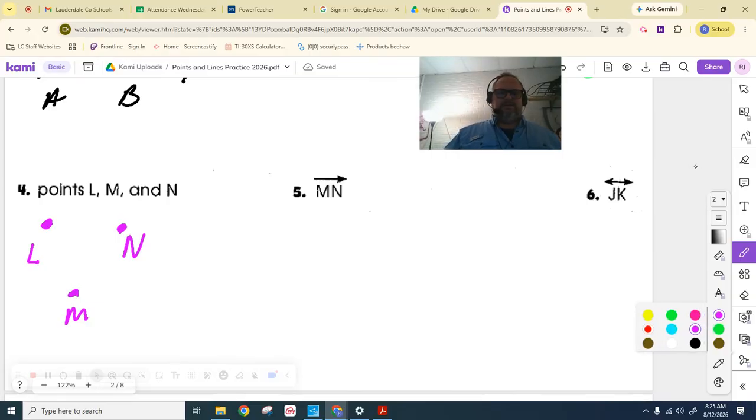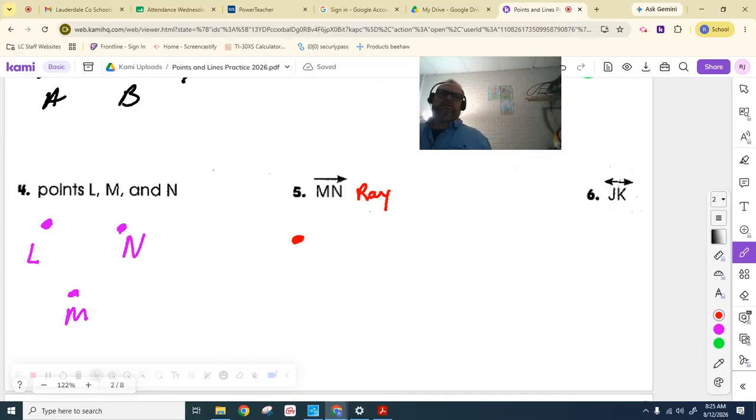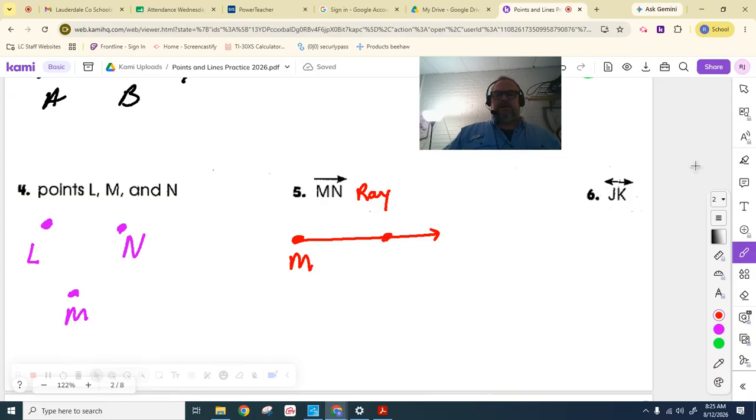Now, MN. This is a what? Ray. All right. How many of y'all actually labeled what it was, like on number 1 and number 5, before you drew it? 2, 3 people? Perfect. Good. Because if that's how you operate, that's how you operate. So an M goes here, and an N goes here.